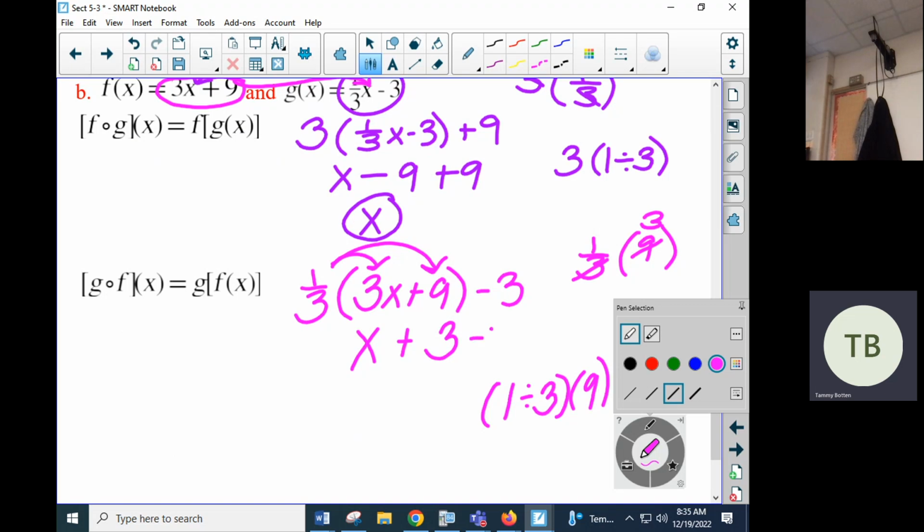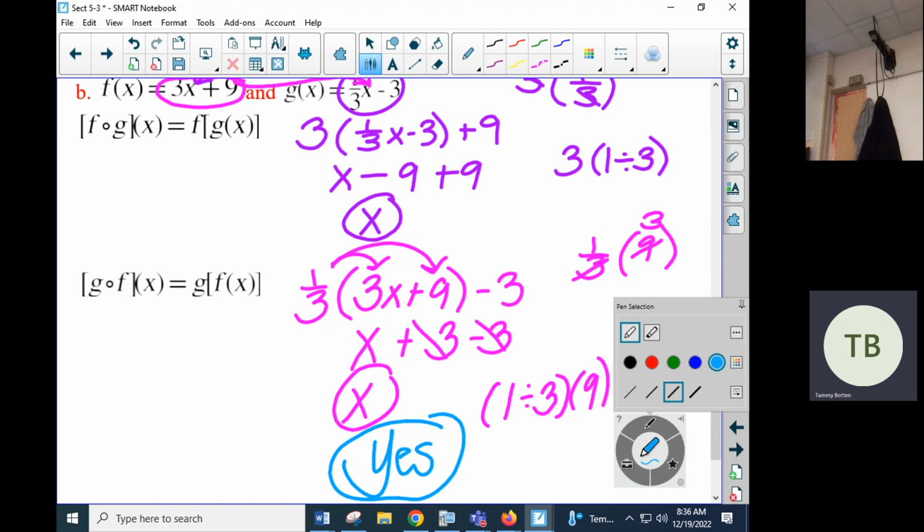And then it would tell you that that's 3. And then we bring down the minus 3, plus 3 minus 3 cancel. So this is x. So the final answer is, is this an inverse? Because they're both x, your answer is yes.